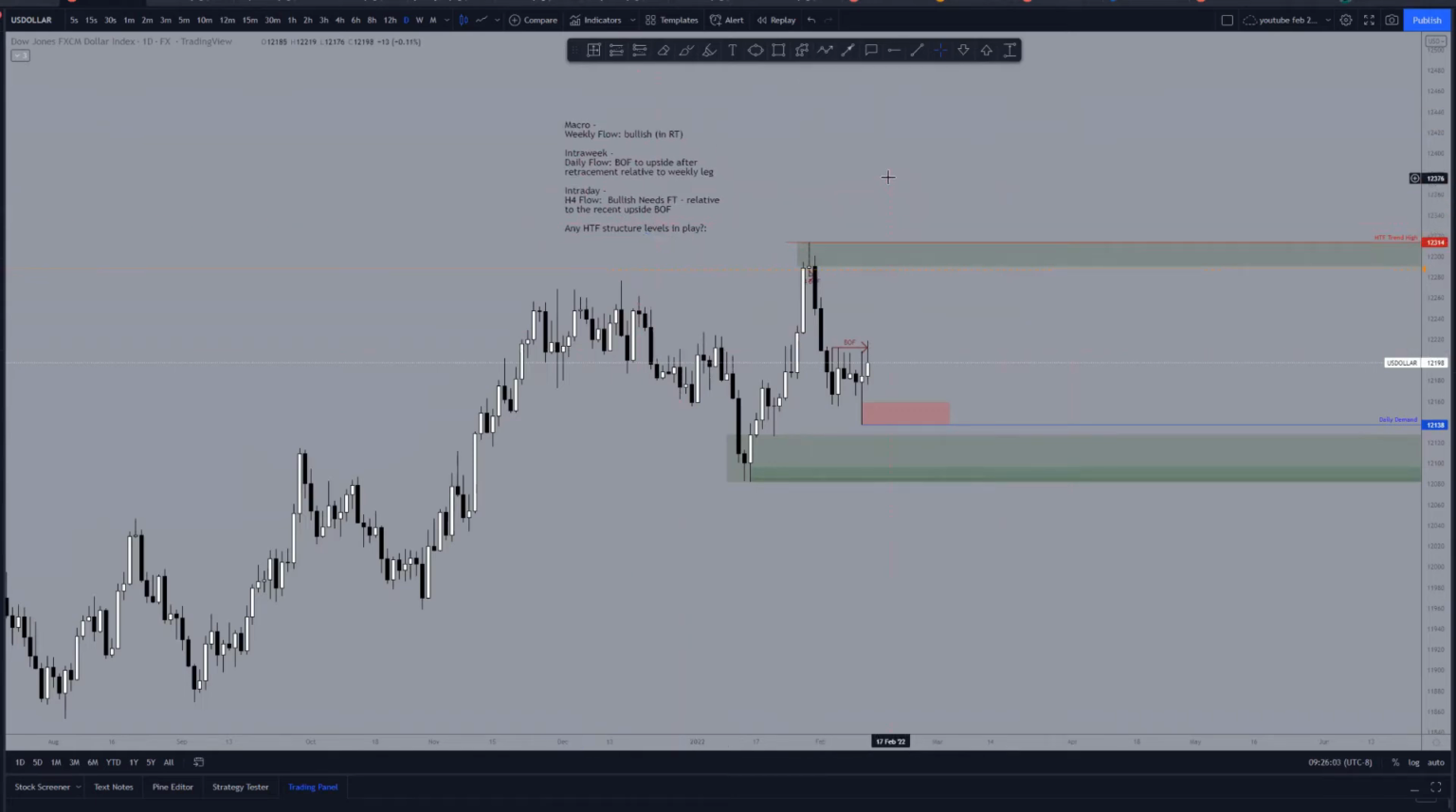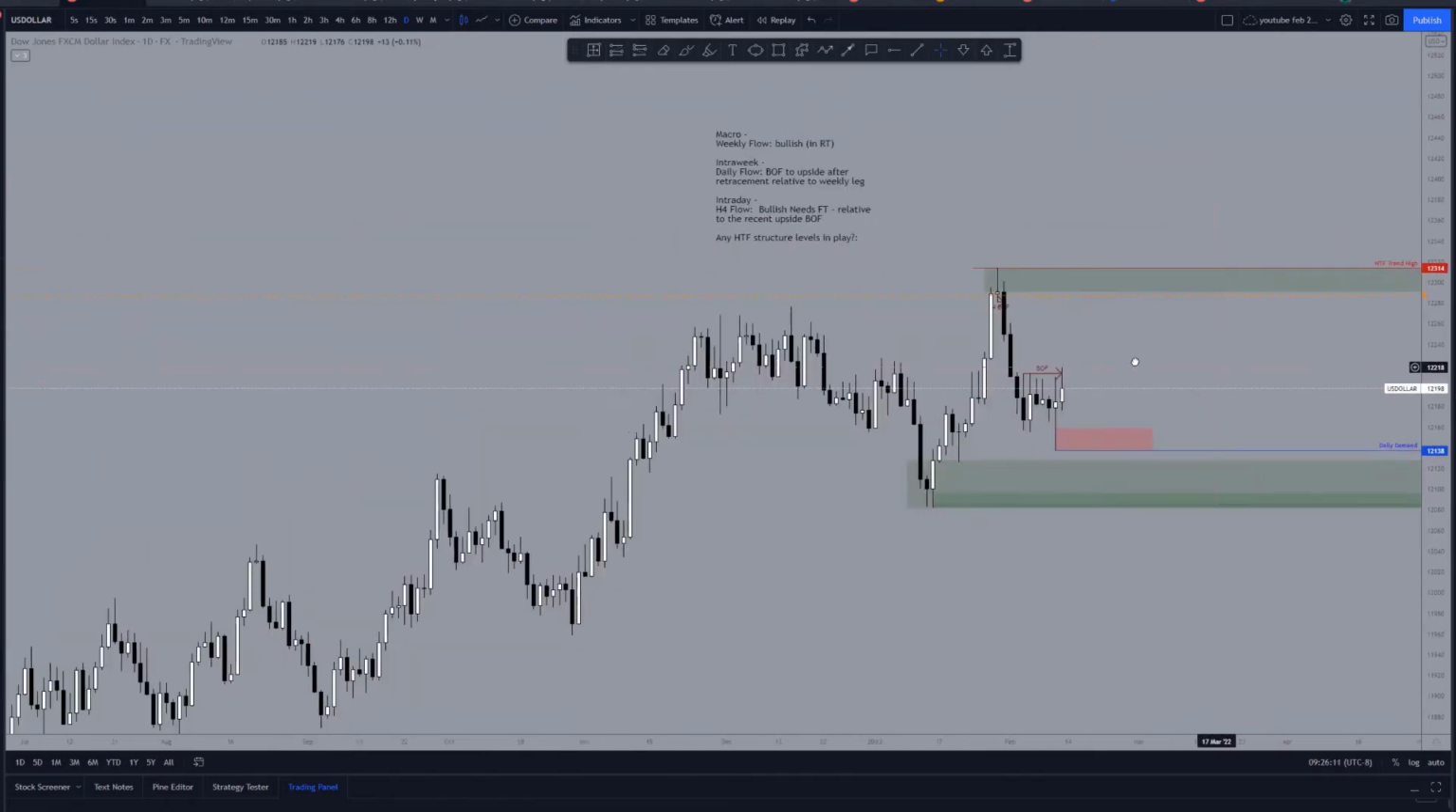I don't really cater to structure that much. I care more so about price action flow. As you can see, there won't be structure on a few of these pairs. So what are we seeing?